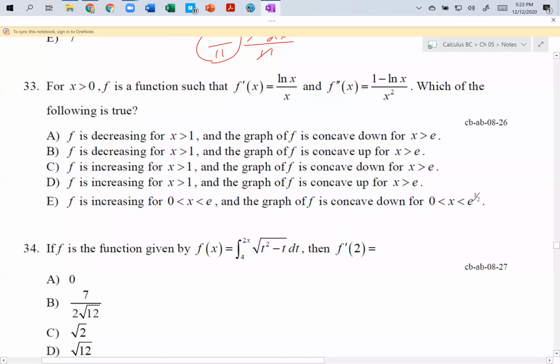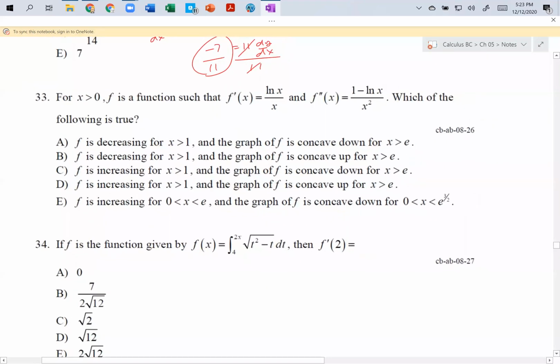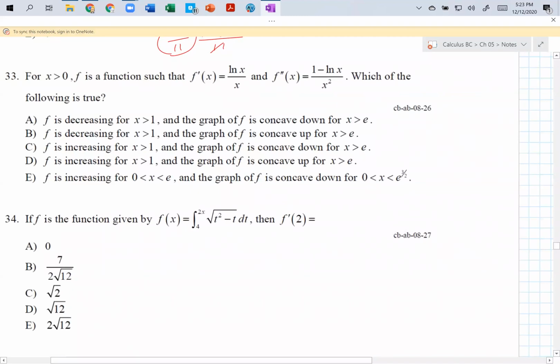Now I'm sorry, for number 33, I didn't give you enough room to do your work. But first of all, we're limited to x being greater than 0. And it's asking about increasing and decreasing behavior and concave up, concave down behavior. Let's handle the decreasing and increasing behavior. When is this expression negative or positive? Well, if x is greater than 0, then the bottom is always positive. So really we're just asking, when is natural log of x equal to 0? And that is when x is equal to 1.